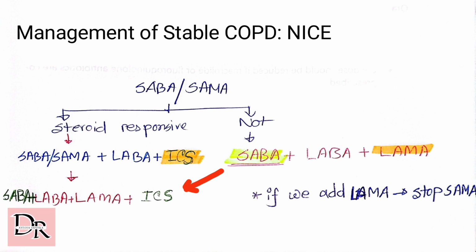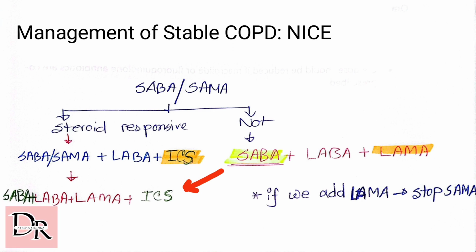So SABA, LABA, LAMA. Then if it is not controlled, and steroid responsive, then we'll need to provide triple therapy, that is SABA plus LABA, LAMA, ICS. So it is triple therapy. If the patient can't tolerate ICS, then we may need to go back to the second step, where we stop the ICS.